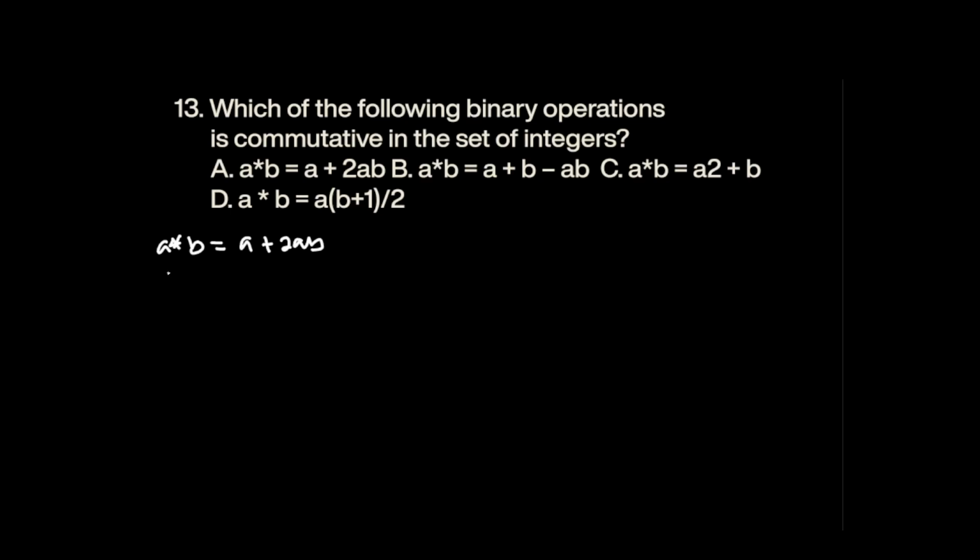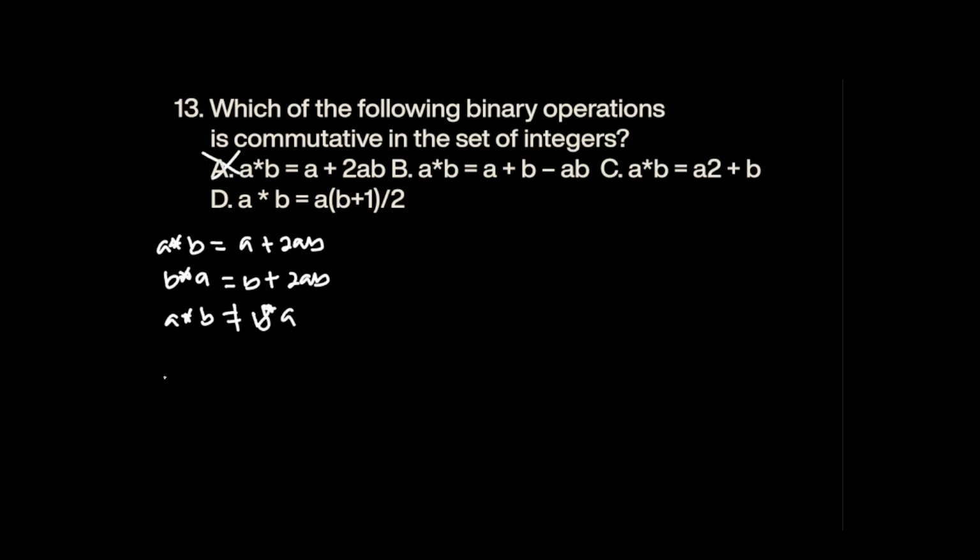We have that B operation A. So B operation A will become B plus 2AB. So A plus 2AB and B plus 2AB are not the same. That simply means for the first option, A operation B is not equal to B operation A. For that reason, A cannot be the option.